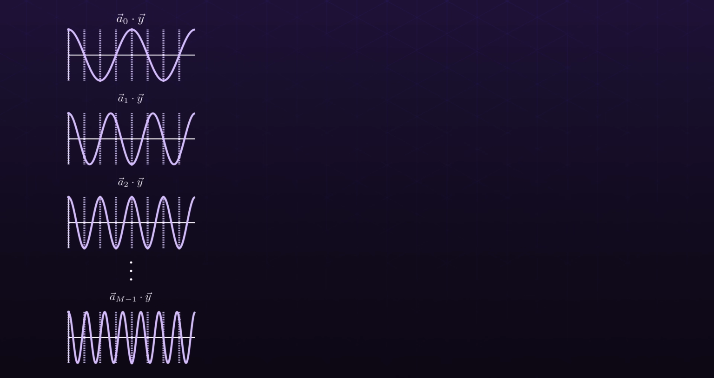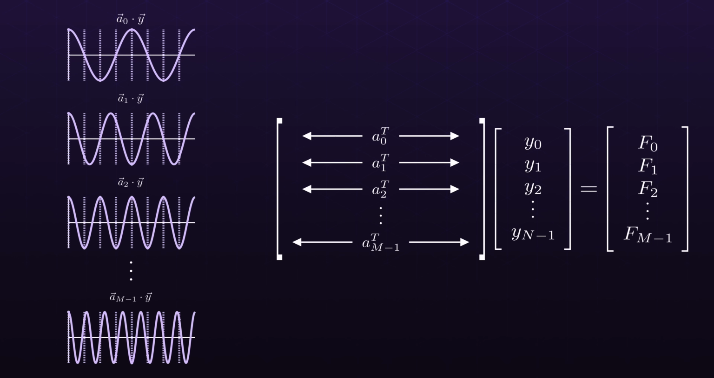What we're essentially trying to define is a matrix vector product. By representing samples from different analysis frequency cosine waves as rows of this matrix, we get a compact representation of our dot product similarity measure applied to all analysis frequencies.